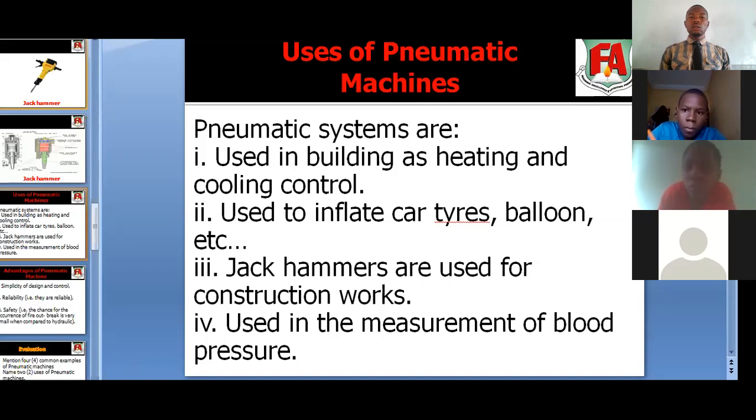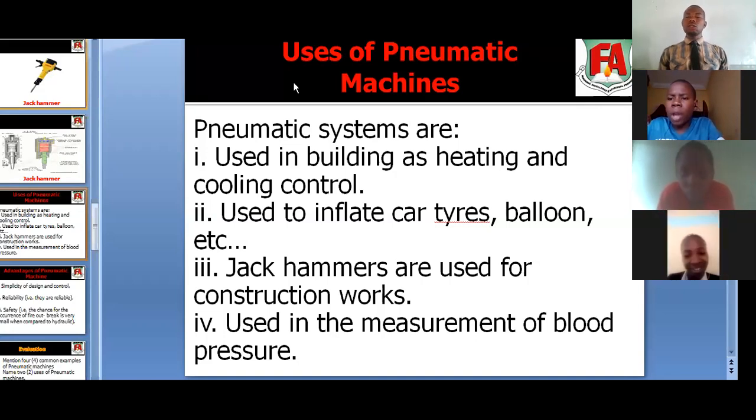Exactly. All of these are the uses of pneumatic machines. There are other uses, right? Sir, how can it be used to measure blood pressure? Yes, I believe many of you have seen what we call, what is it called? This thing that is used for measuring the temperature of, what is it called? I can't remember.